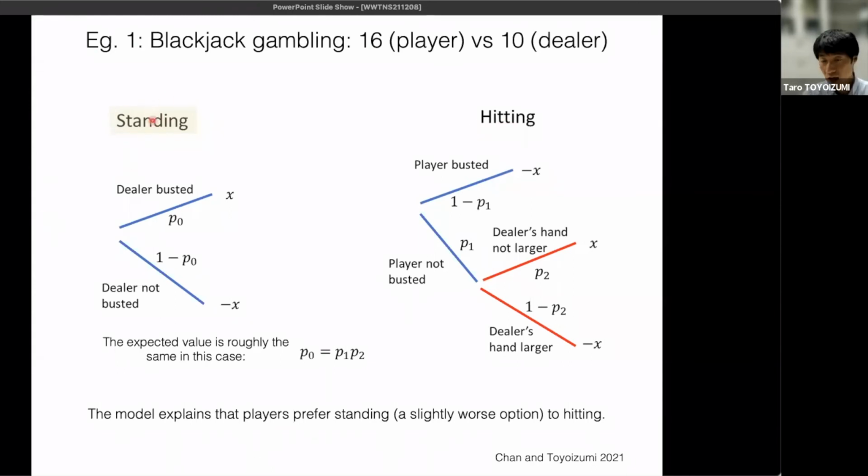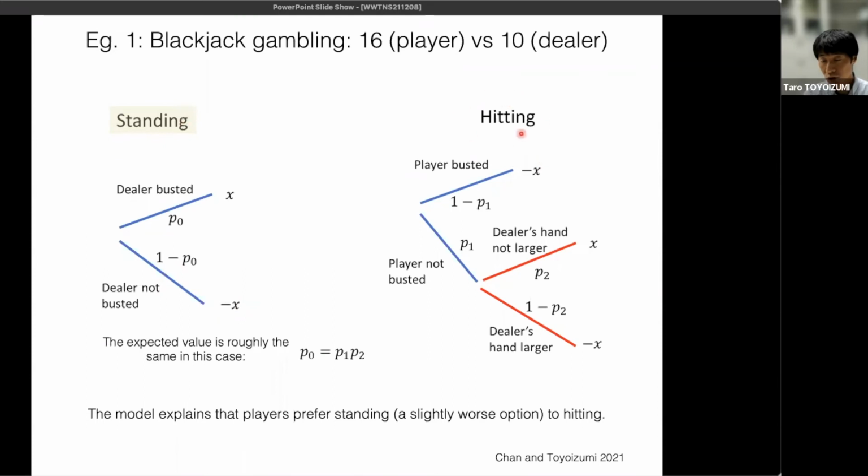If you stand, the outcome is entirely up to the dealer's side. Dealer has to take new cards until the dealer reaches 16. So simply the outcome is based on whether dealer busted. If the dealer busted, you win. If the dealer not busted, you lose. Right? So that's the case when you choose to stand.